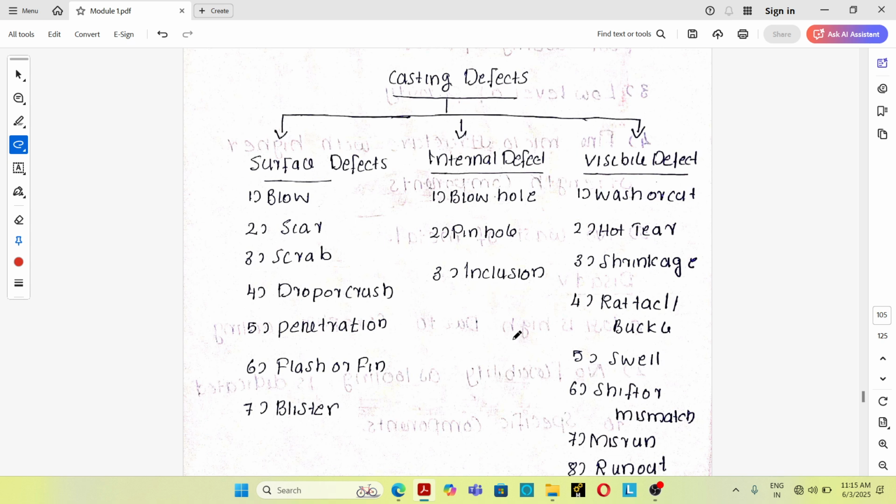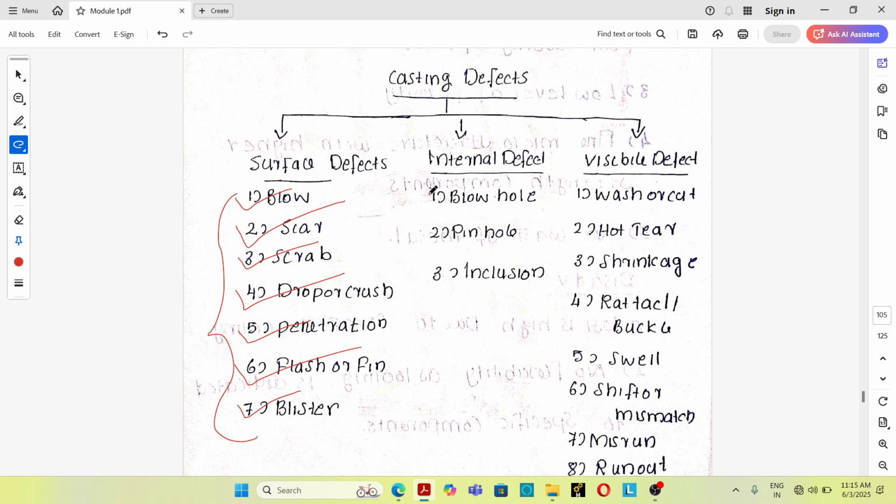There are 7 types of surface defects. First one, blow. Second, scar. Third, scrap. Fourth, drop or crush. Fifth, penetration. Sixth, flash or fin. Seventh, blister.